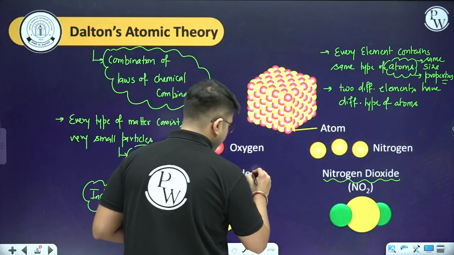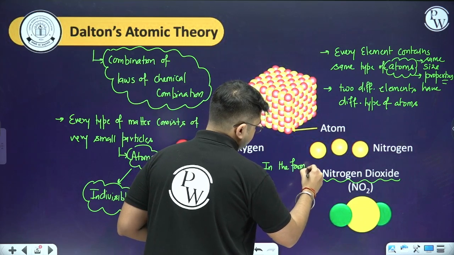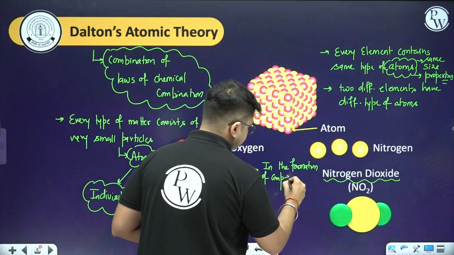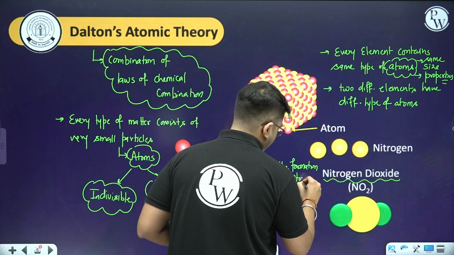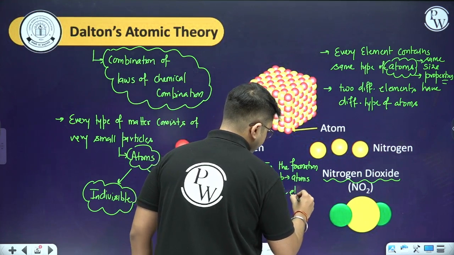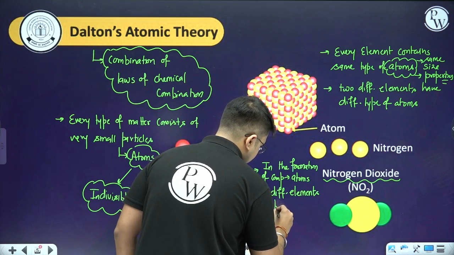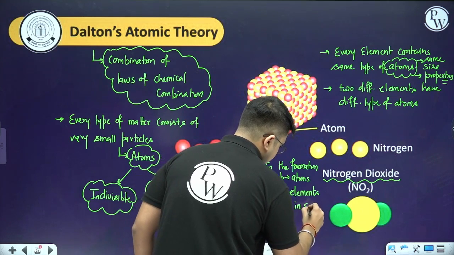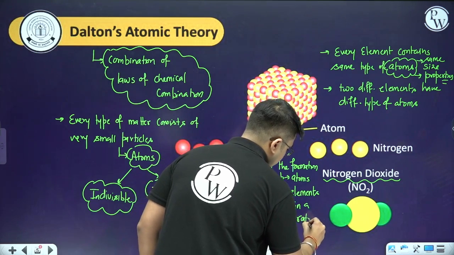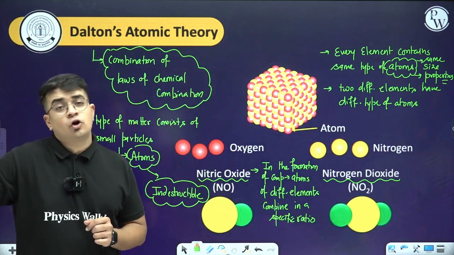So always remember, in the formation of a compound, atoms of different elements combine in a specific ratio, which is basically your law of definite proportion or constant composition.